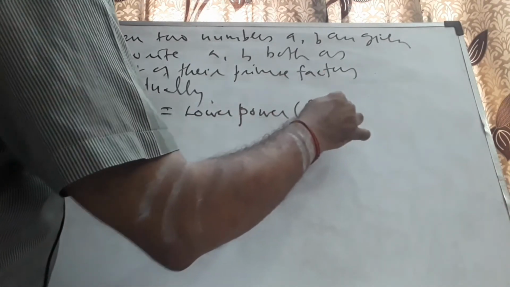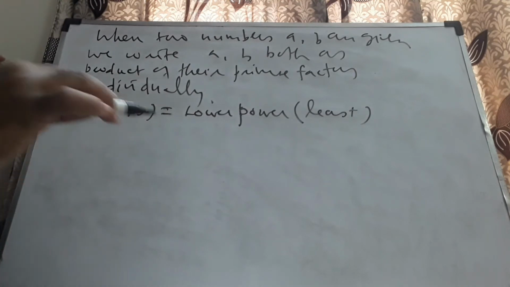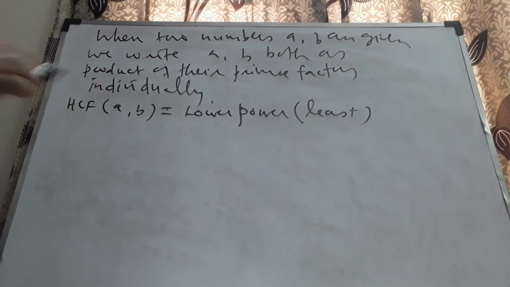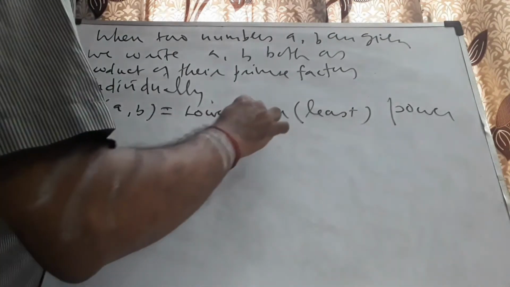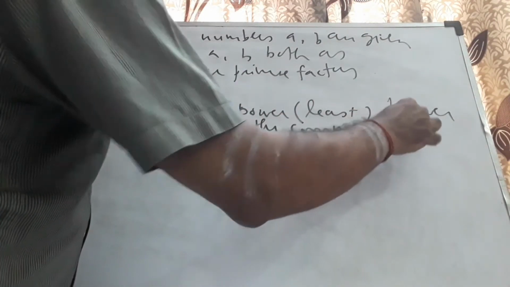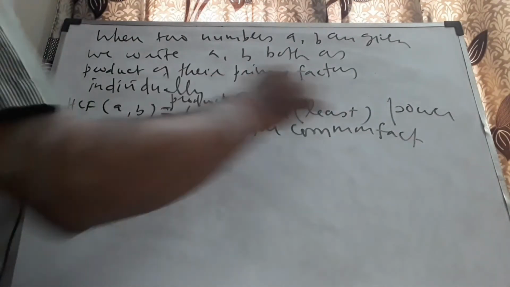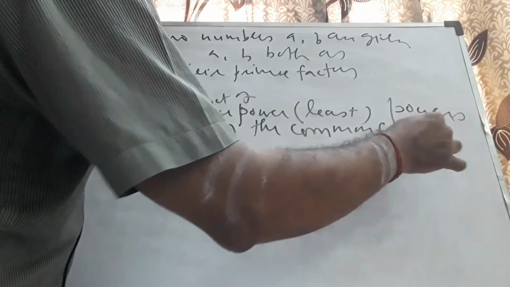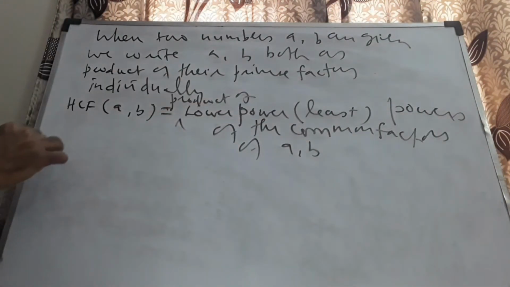Okay, least power, right? I use "least" for more than two numbers. When comparing between two, I will use "lower." When there are more than two numbers, I will call it "least." The product of the least powers of the common factors of A and B will be its HCF.